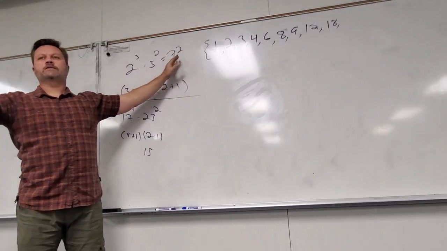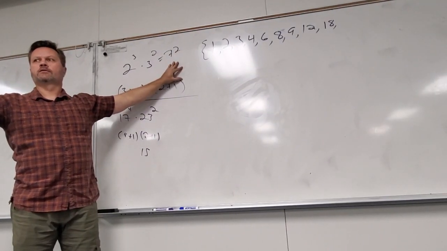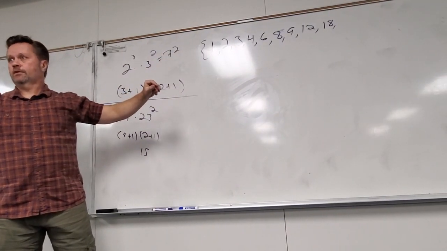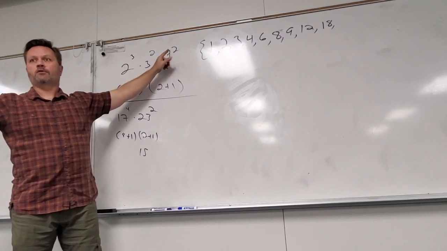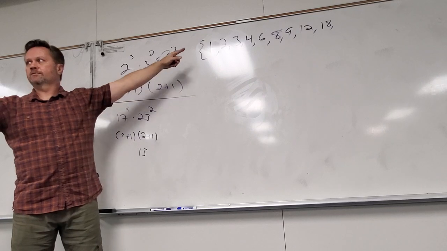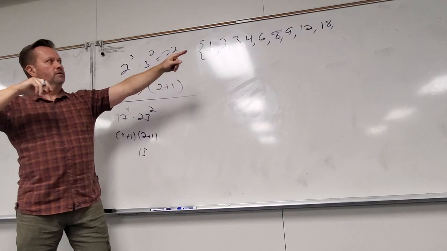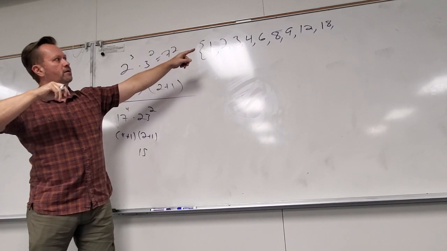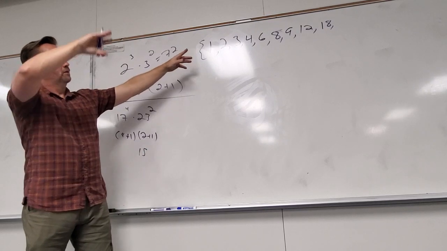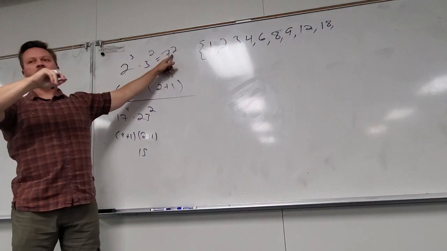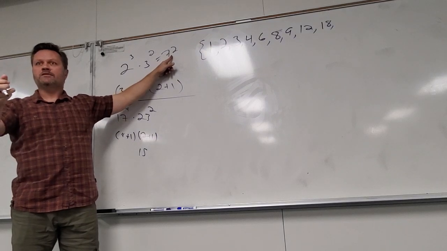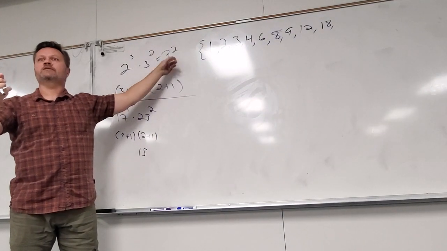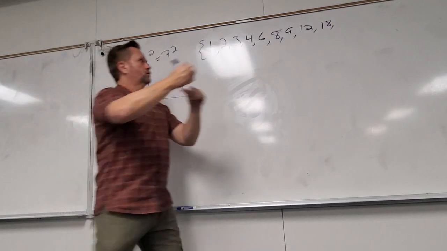4 goes into 36 how much? 9. Isn't this twice as big as 36? So 4 goes into this twice: 9, 18. Right? 3 goes into 36 12 times. This is double, so double 12 is 24. Cool.